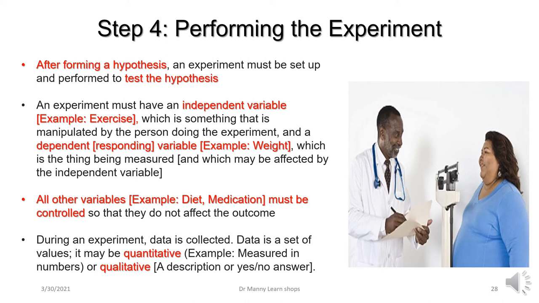So, an experiment has got to have an independent variable, for example, exercise, which is something that is manipulated by the person doing the experiment, you, the researcher, and the dependent responding variable, for example, weight, which is the thing being measured and which may be affected by the independent variable. All other variables, for example, diet, medication, age, gender, have to be controlled so that they don't affect the outcome. And it's during an experiment that the data is collected, the data is set values, and the data can be quantitative, measurable, or it can be qualitative, which is just a description, subjective. Or it can be more objective by just saying yes or no.